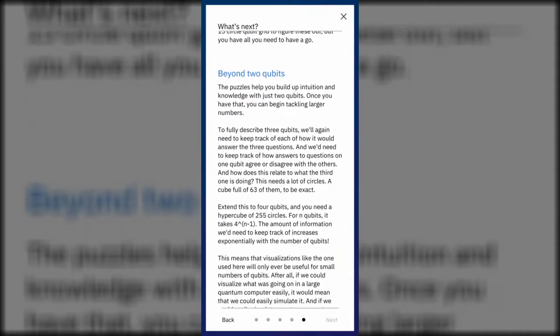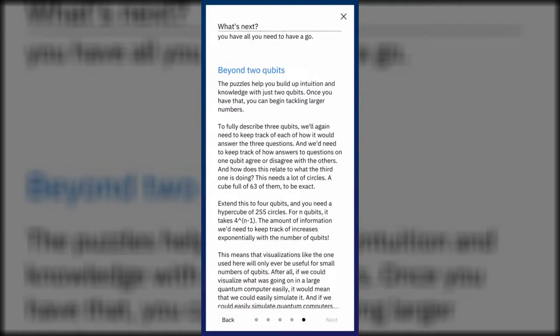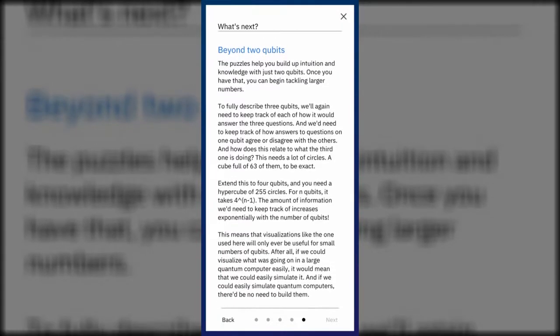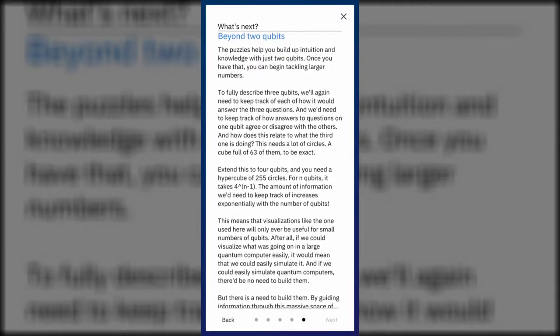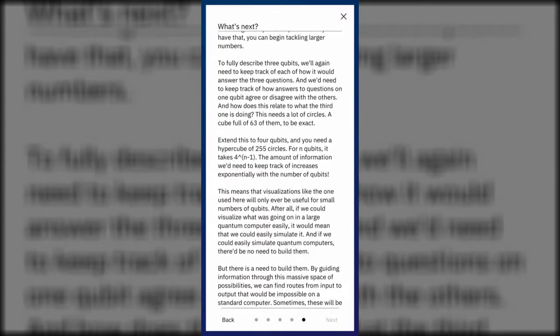Beyond 2 qubits, the puzzles help you build up intuition and knowledge with just 2 qubits. Once you have that, you can begin tackling larger numbers. To fully describe these qubits, we'll again need to keep track of how they would answer the 3 questions, and how answers to questions on one qubit agree or disagree with others. Agree or disagree, that's a bit confusing when they talk about agreeing and disagreeing.